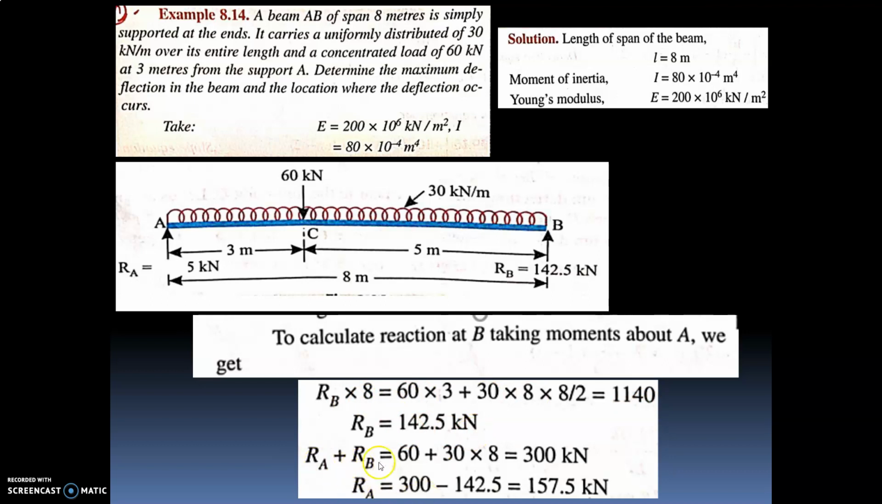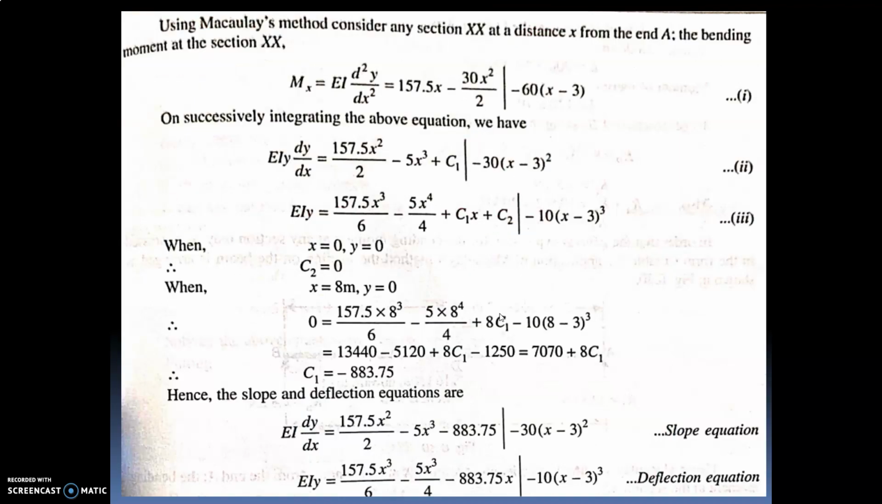So we have RA plus RB is equal to 300 kilonewton. So RA is equal to 300 minus RB, that is 300 minus 142.5, that is equal to 157.5 kilonewton. So RA is equal to 157.5 kilonewton and RB is equal to 142.5 kilonewton. Once you find the reactions, the next step is to write the bending equation.